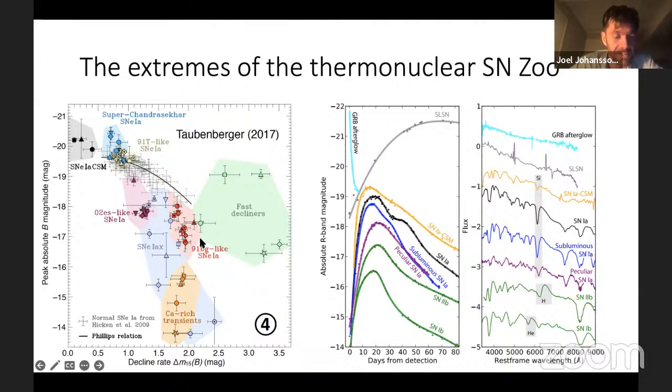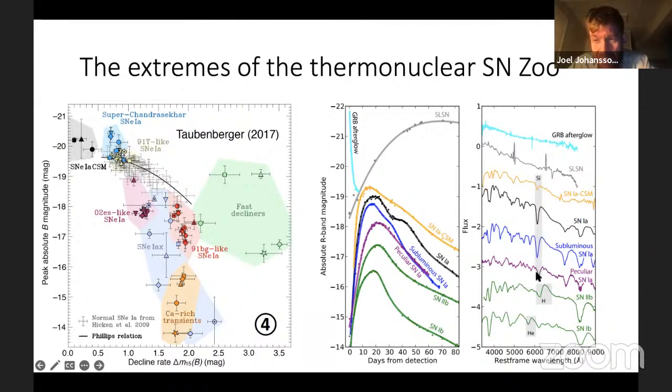but then all these colored blobs: fast decliners, 91bg-like, type Iax supernova, 02cx. So suddenly we have this myriad of subclasses. They are subcategorized by their light curve properties, as you can see in this middle panel, either these very broad light curves like the yellow Ia-CSM, which is also connected to their spectroscopic features that you see in the rightmost panel.